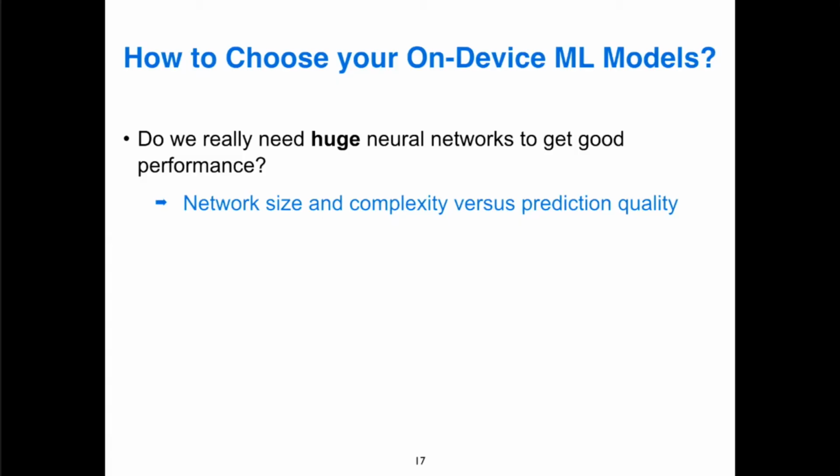But for the rest of the talk, I'm going to break it down into 2 specific questions, right? If you want to do on-device machine learning, how do you choose what models and what the architecture should look like? In particular, do you really need huge networks to get good performance? The size and complexity of these networks have a trade-off with the prediction quality. How do you choose that optimal point?